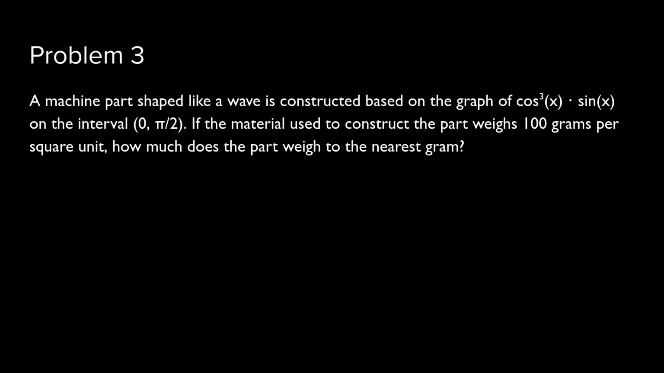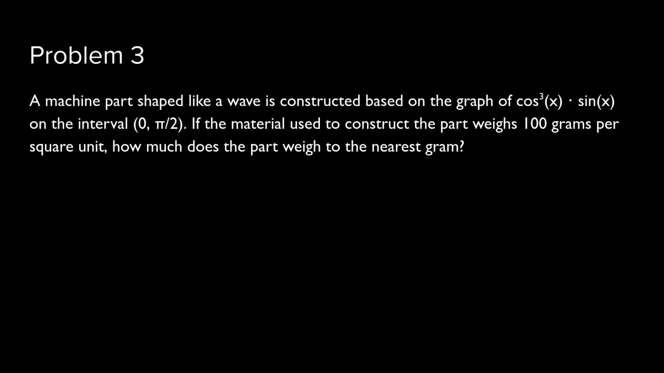So, we need to find the weight, is what the problem is asking us. And to find the weight, we need to first find the area and then multiply it by our 100 grams per square unit. So to find the area under the curve, you probably already guessed by now that we can use integrals. And we know that because of the interval, this function will always be positive, because cosine and sine are both always positive between 0 and pi over 2. So we don't have to worry about any negative values in the integral.